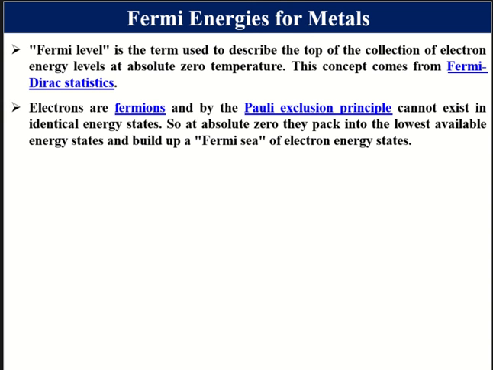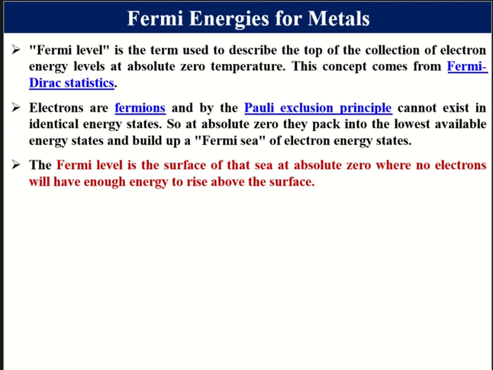सो इसको फर्मी सी भी कहते हैं, जो वहाँ पे as you saw in that energy, the density of state is maximum in the middle, and if the Fermi level happens to be there, that is called the large number of electrons there with a given energy, so that is called a Fermi sea. So Fermi level is also defined as the surface of that sea.